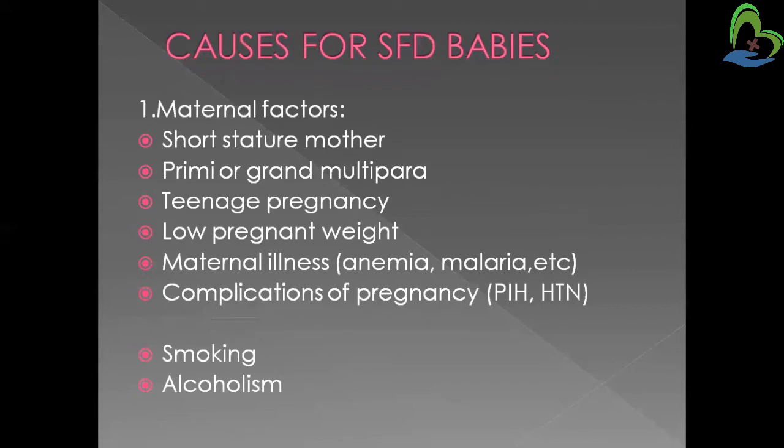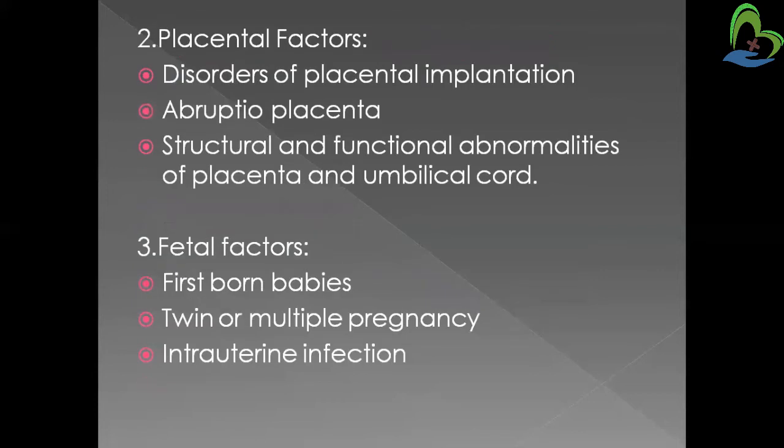Then these are the causes for SFD babies. So the causes are, first is maternal factors, which include short stature mother, means those mothers whose length is small. Then primary or grand multipara, teenage pregnancy mothers, age of pregnancy is in 13 to 19 years. Then low pre-pregnant weight, maternal illness like anemia, malaria, etc. Complications of pregnancy like PIH, that is pregnancy-induced hypertension. Then if mother is smoking, taking alcohol, so these all are maternal factors.